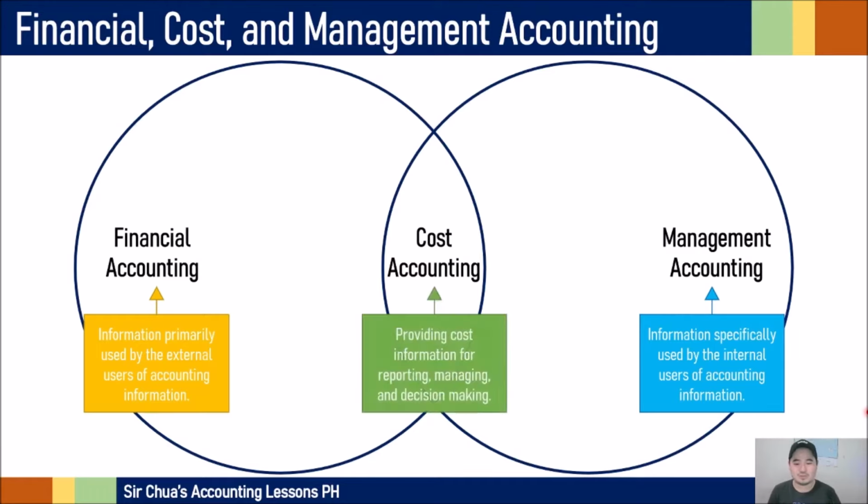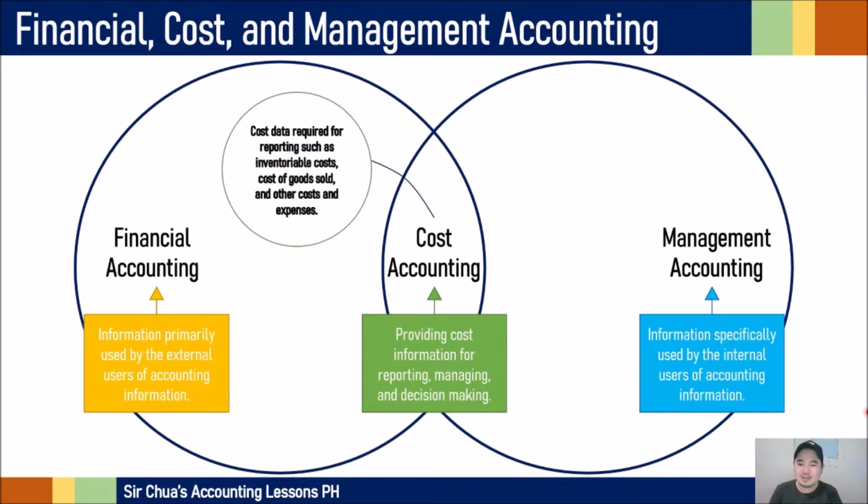Now, why are we talking about cost accounting as the overlap between the two? It's because cost accounting information can provide information to financial accounting, and cost accounting can also provide information to management accounting. How does it work? Cost accounting can provide information for financial accounting regarding costs that are inventoriable, cost of goods sold, other costs and expenses, and period costs that will be reported as operating expenses. Kailangan yun ng financial accounting for presentation in the income statement.